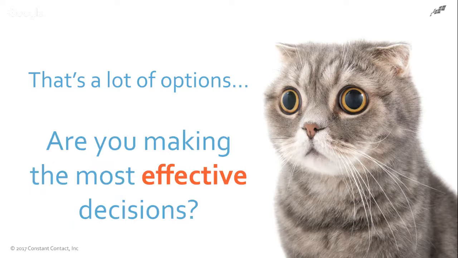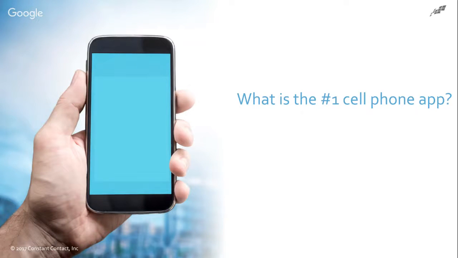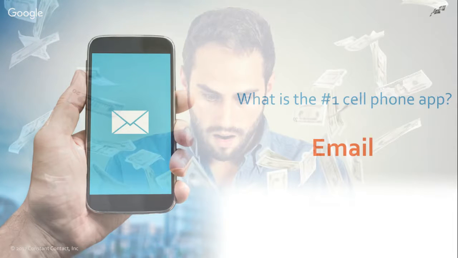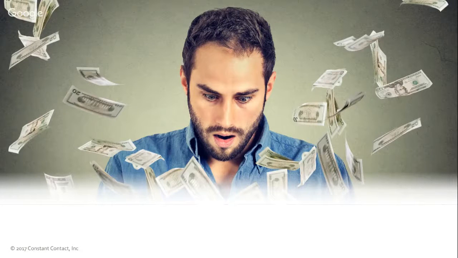How do you make sure that you're making effective decisions? Well, there's one thing that you probably haven't given a whole lot of thought about, especially if you're at this digital marketing seminar. And that's that the number one cell phone app isn't necessarily Facebook. It's not web browsing. It's not Snapchat or Instagram. It's email. And if you're looking to get real results, the best thing that I can tell you is that email is where you can spend your cash and have it return real results.